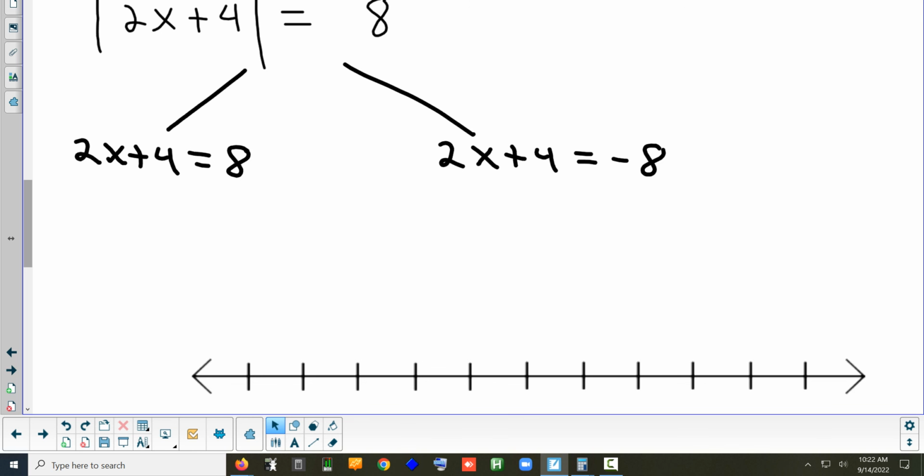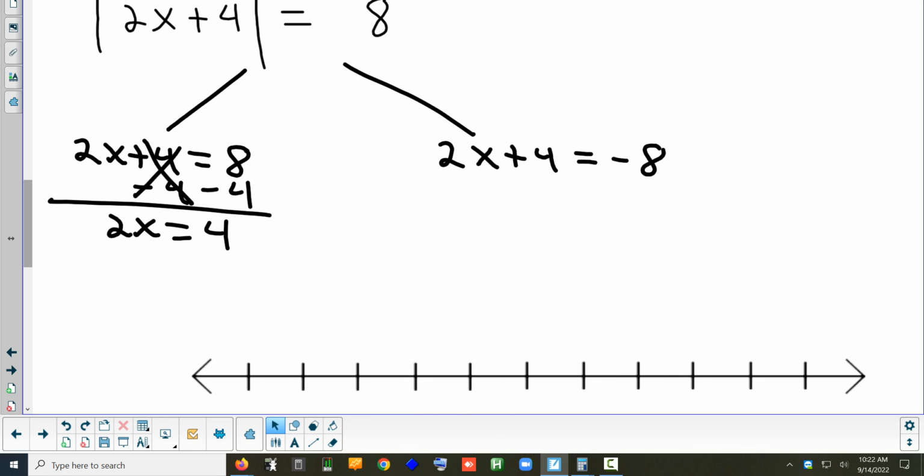Dorian, what's my first step to solve this? Subtract 4 on both sides. Yep, subtract 4 on both sides. That's gone. And that gives me 2x equals how much? 4. Okay. Now, I have one more step to get x by itself.